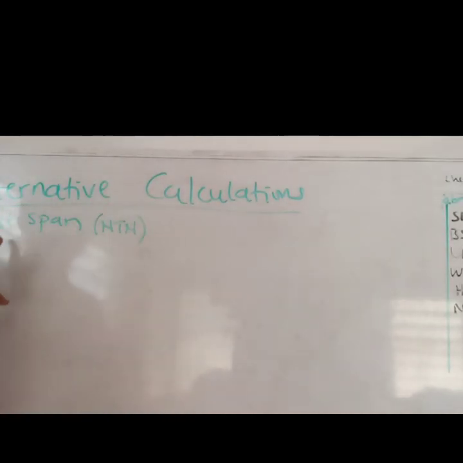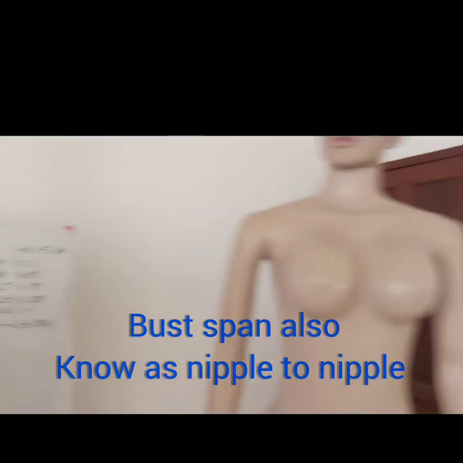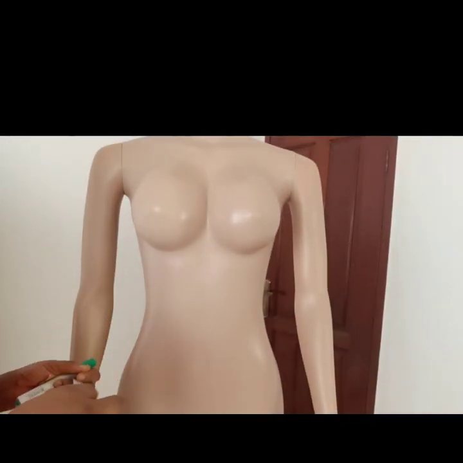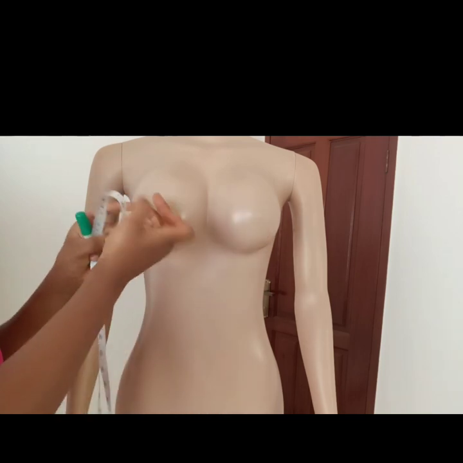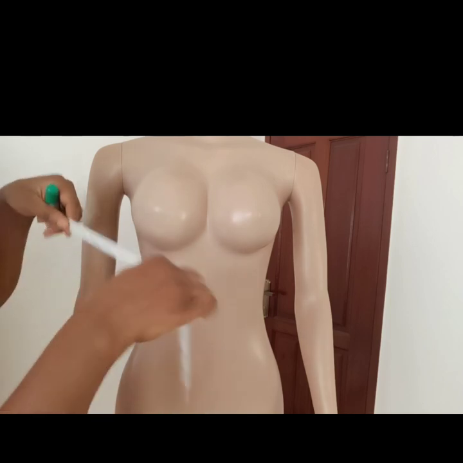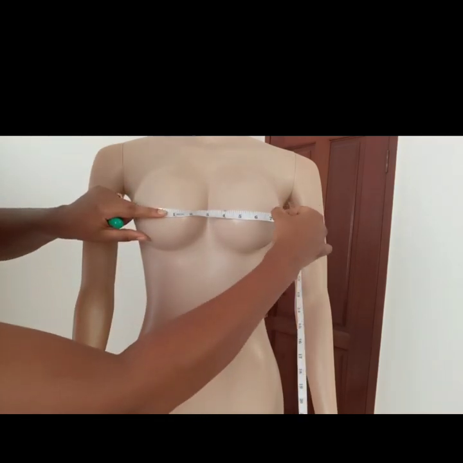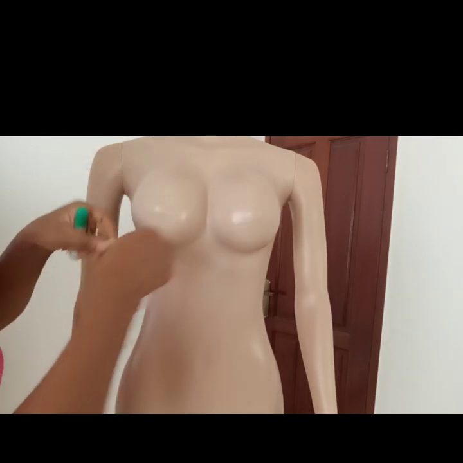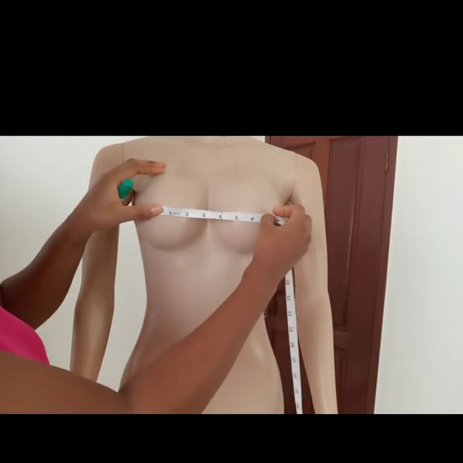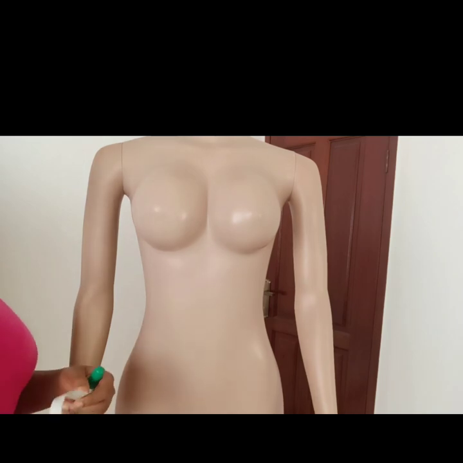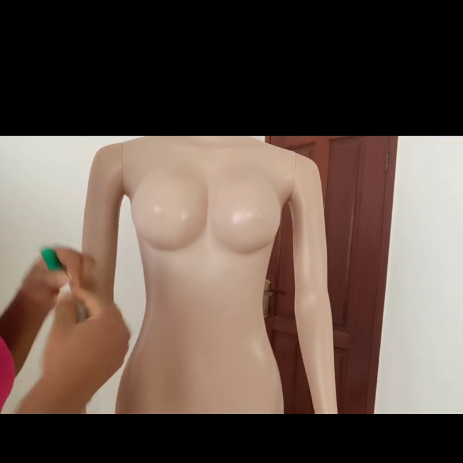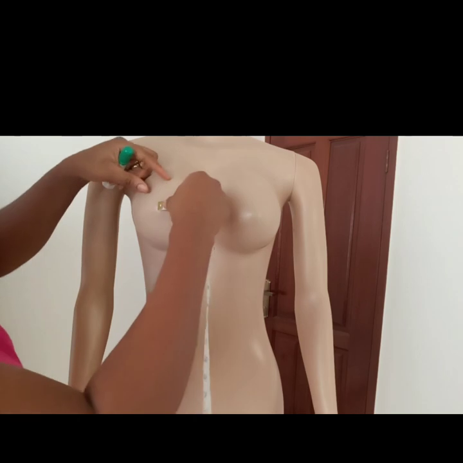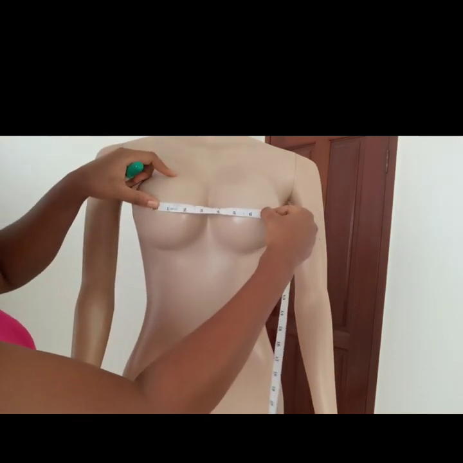Another alternative calculation I want to look at is the bust span measurement, which we call nipple to nipple. Span simply means the distance from one bust to another. So you usually use nipple to nipple. That's why some call it nipple to nipple. The distance from one nipple to another is your bust span measurement. All these measurements, you're supposed to measure them on your client. But if for any reason your client is not physically present for you to measure them, that is when these calculations come in. So this bust span now is 6.5.